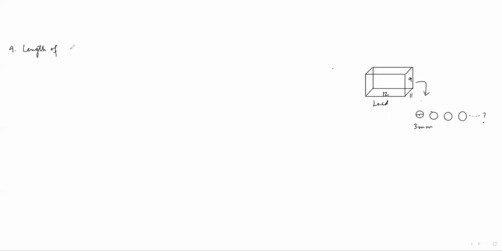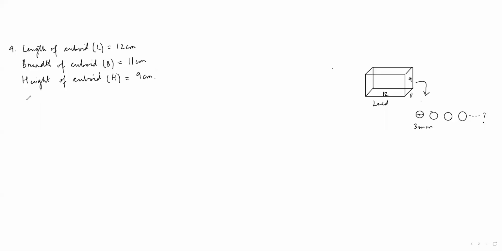Length of cuboid, capital L, is 12 centimeter. Then breadth of cuboid, capital B, is 11 centimeter. Then what is the height of the cuboid? Height of cuboid, H, is 9 centimeter. After this, radius of lead shot.